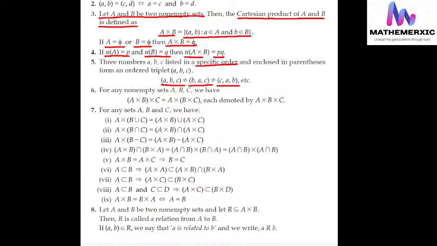If A cross B is equal to A cross C, then B will be equal to C. If A is a proper subset of B, then A cross A is a proper subset of A cross B intersection B cross A.